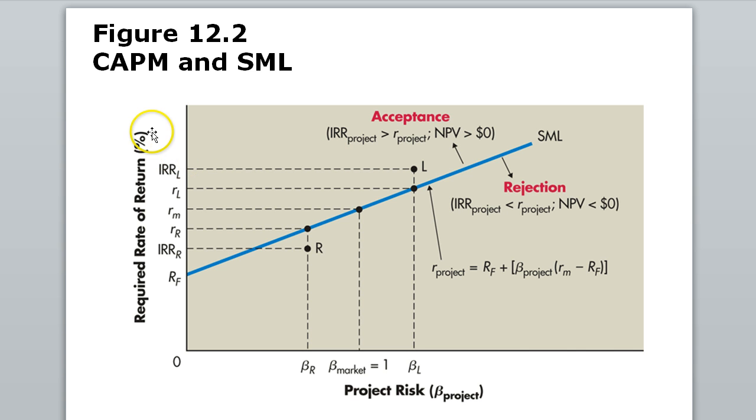This is just a graphical representation of the capital asset pricing model and the security market's risk. Here we have the risk-free rate and the internal rate of return for project R. The risk of project R is greater than its return, so obviously reject. The risk for project L is less than the return for L, so that's why it's an accept. And of course in the middle we have the market return, which equals a beta of 1.